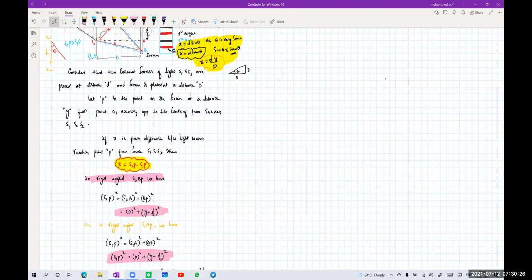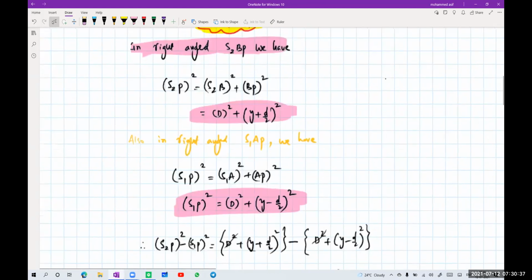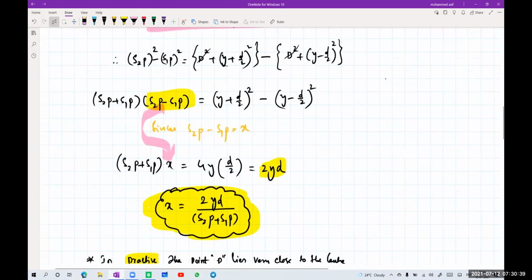The geometrical method is very easy to understand for competitive examinations, but when you go for the derivation in your board exams, this is the way we derive the path difference. You can check this derivation once again.